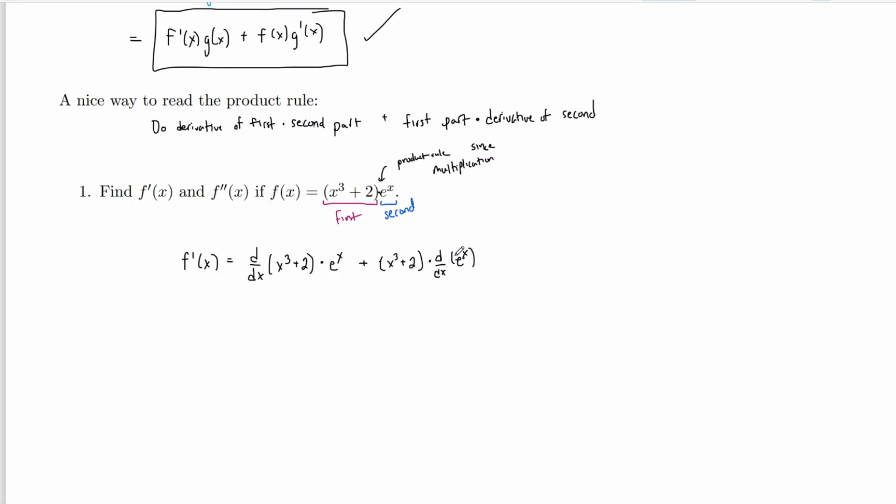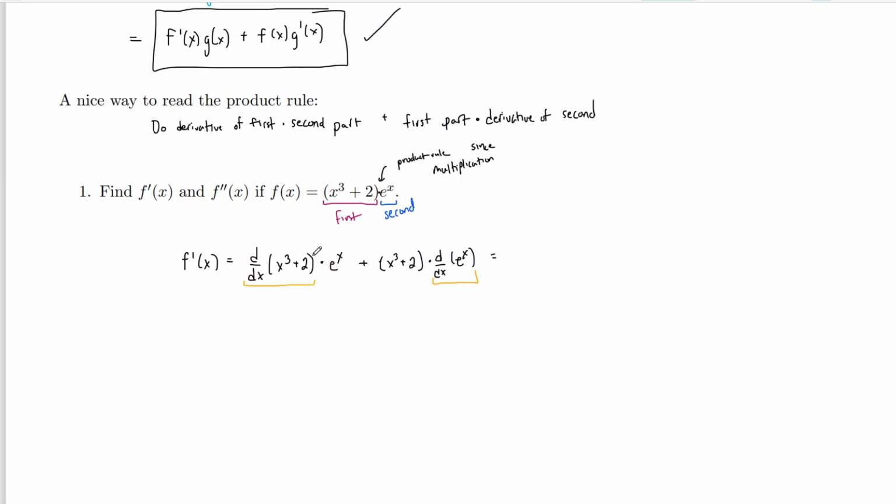Now that you have this set up, we want to do the derivative of each individual part. We have to do the derivative of x cubed plus 2 and the derivative of e to the x. You know you're done with the derivative when all your derivative indicators are gone. You've done them all. So how are we going to do that? Well, just now, old rules. The product rule is not adding new rules as far as what we can take the derivative of. It's just telling us how to set it up if we have multiplication.